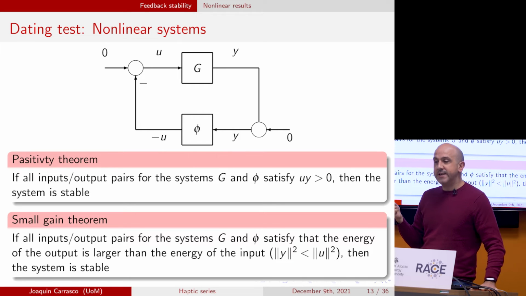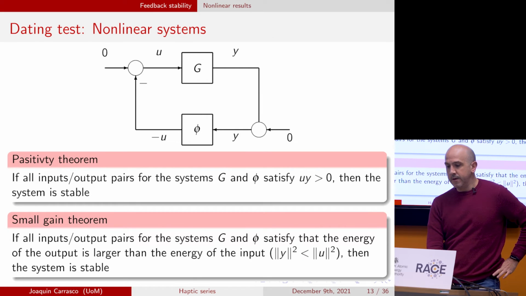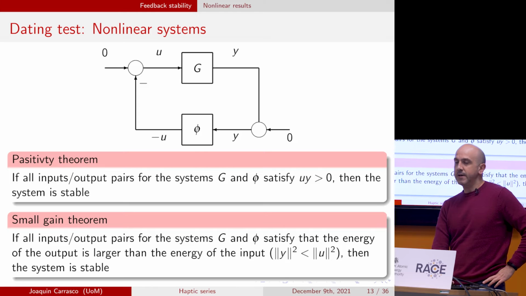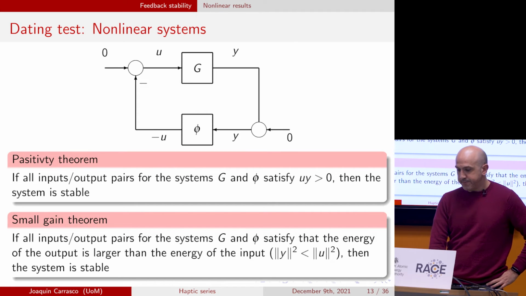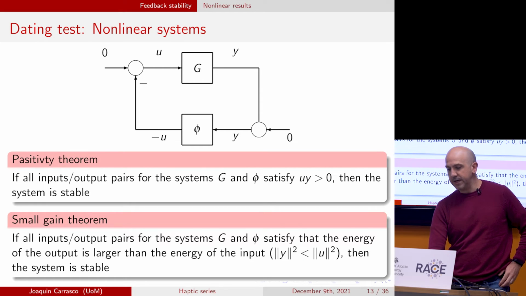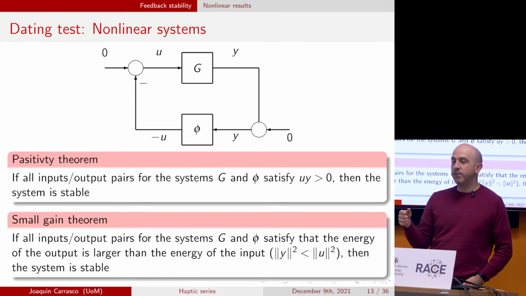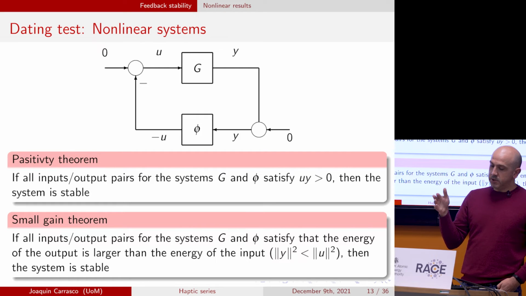We can do exactly the same with the small gain theorem. So if we have u and y, let's assume that this G has norm equal to 1. This will tell you, for example, that the energy of the output is always bounded by the energy of the input.